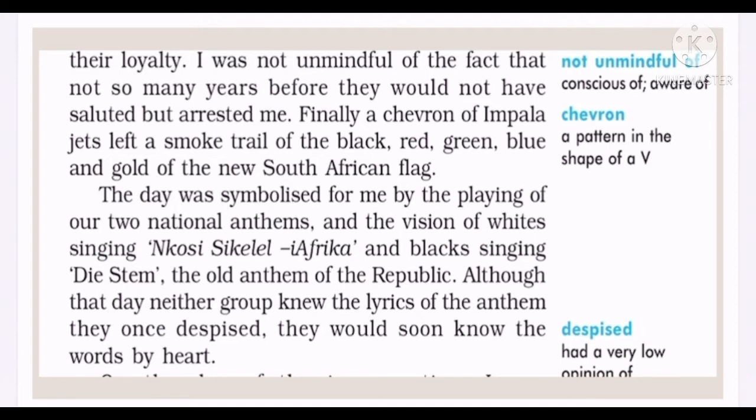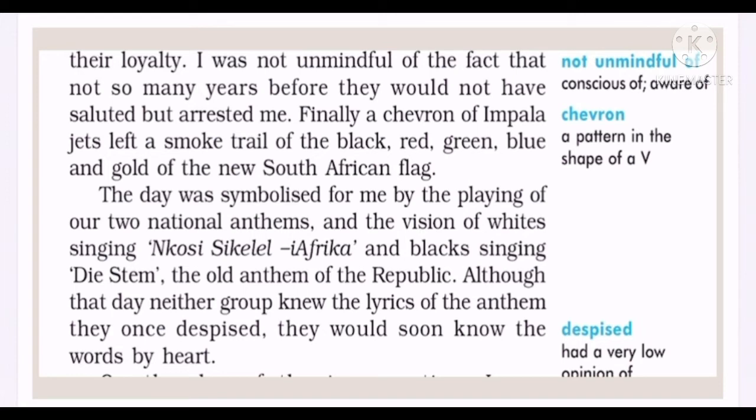Chevron means a pattern in the shape of a V, of Impala jets. Impala jets made a V-shaped pattern and left a smoke trail of the black, red, green, blue, and gold of the new South African flag. Those colors were the colors of the new South African flag. The day was symbolized for me by the playing of our two national anthems.